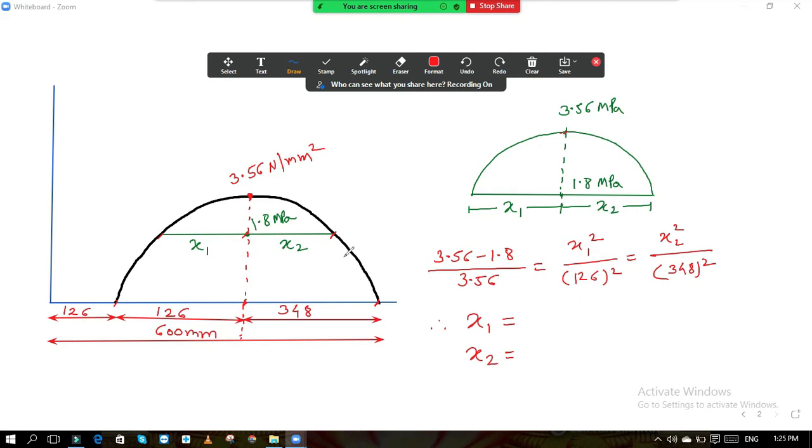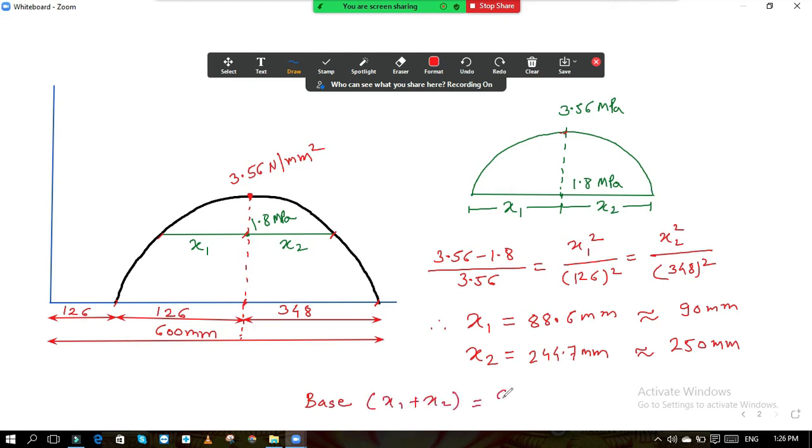After solving, we get 88.6 mm, which we will round up to 90 mm, x1. Nearly, we will take the value. It is 244.7 mm, so we will round up this value to 250 mm. So x1 plus x2, the base, is equal to 90 plus 250, so it is 350 minus 10, 340 mm.